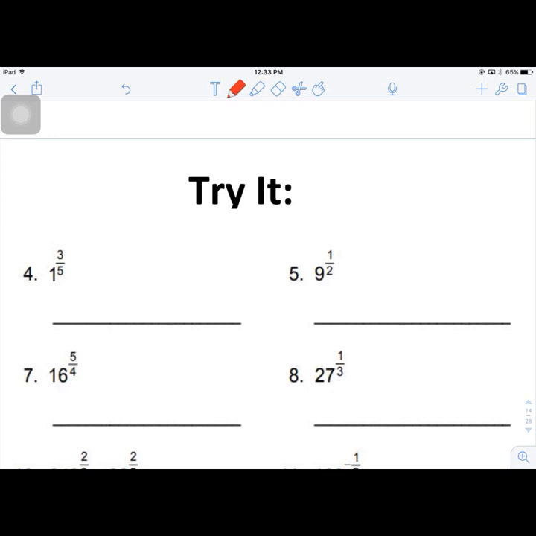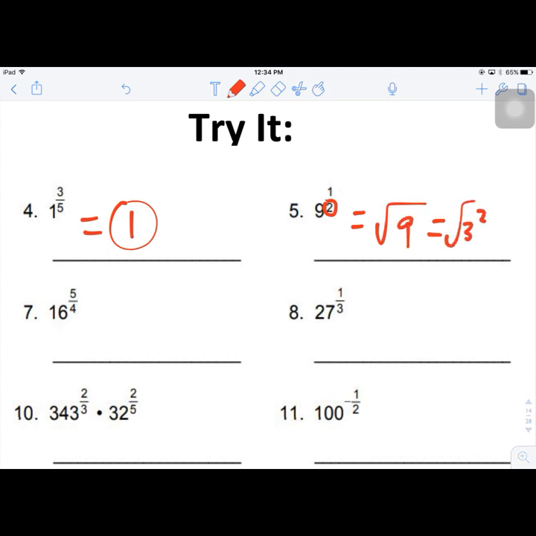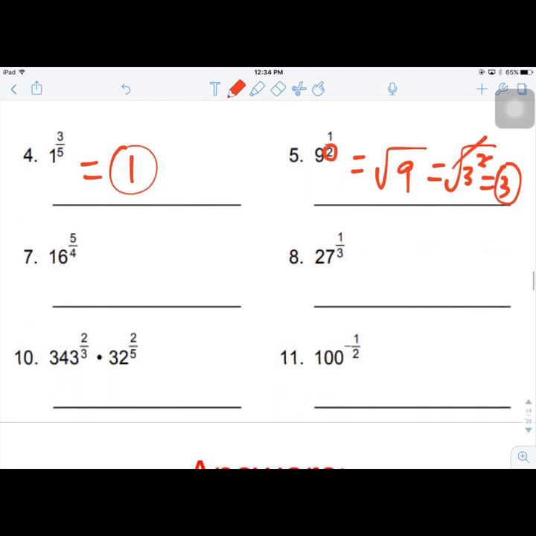So let's go ahead and try the next set of problems here. Using the rule 1 to the anything power is 1, we know that the answer for the first one is 1. Again, you need to pause the video and try the problems before you actually look at the answers. Next, we have a square root. That 2 on the bottom means square root. Square root of 9, we can either rewrite it as 3 squared and then cancel out the root and the power, or we can just recognize that the square root of 9 is actually 3.